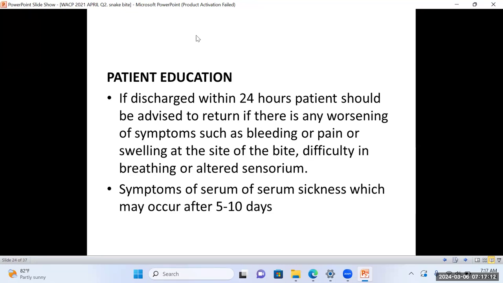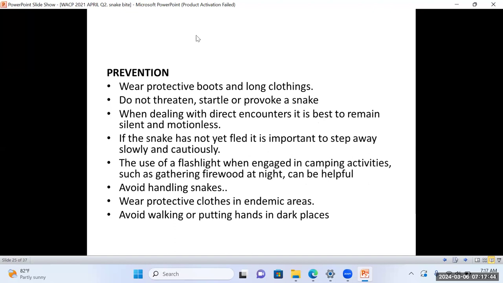Now, the patient can be discharged within 24 hours with advice to return if there's any worsening of symptoms. It depends on the envenomation, so you assess the patient accordingly and decide on discharge. You want to advise the patient that if there are symptoms of bleeding, pain, or swelling of the bite site, even after discharge, they should present to the hospital because they may benefit from the antivenom. And you also want to look out for complications from the antivenom itself. Okay, I'll talk about that in the next question.